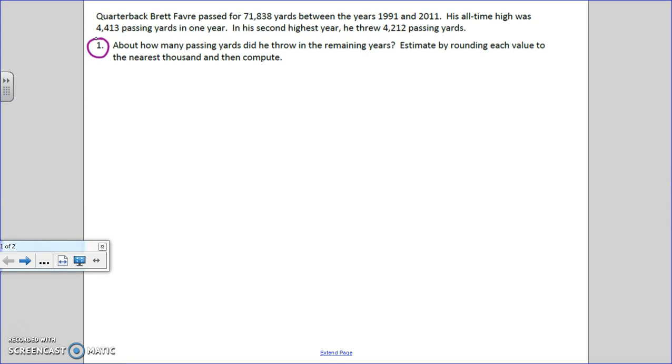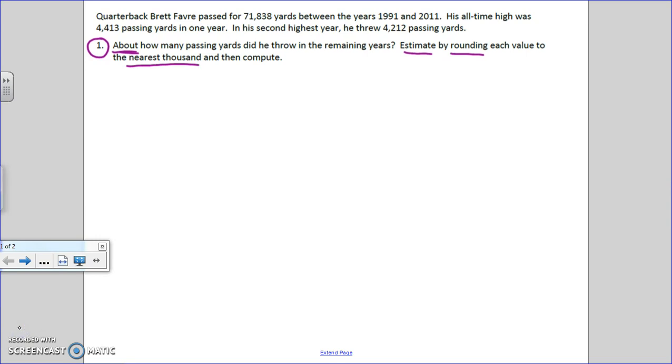There's a couple key words in this question. The first word is about. When I think about, I should also think of this other word they use in this sentence, rounding. Estimate is another key word for us. And if I'm stuck, I could figure out what place value I need to round to. So I'm going to reread it one more time. It says, about how many passing yards did he throw in the remaining years? Estimate by rounding each value to the nearest thousandth, and then compute.